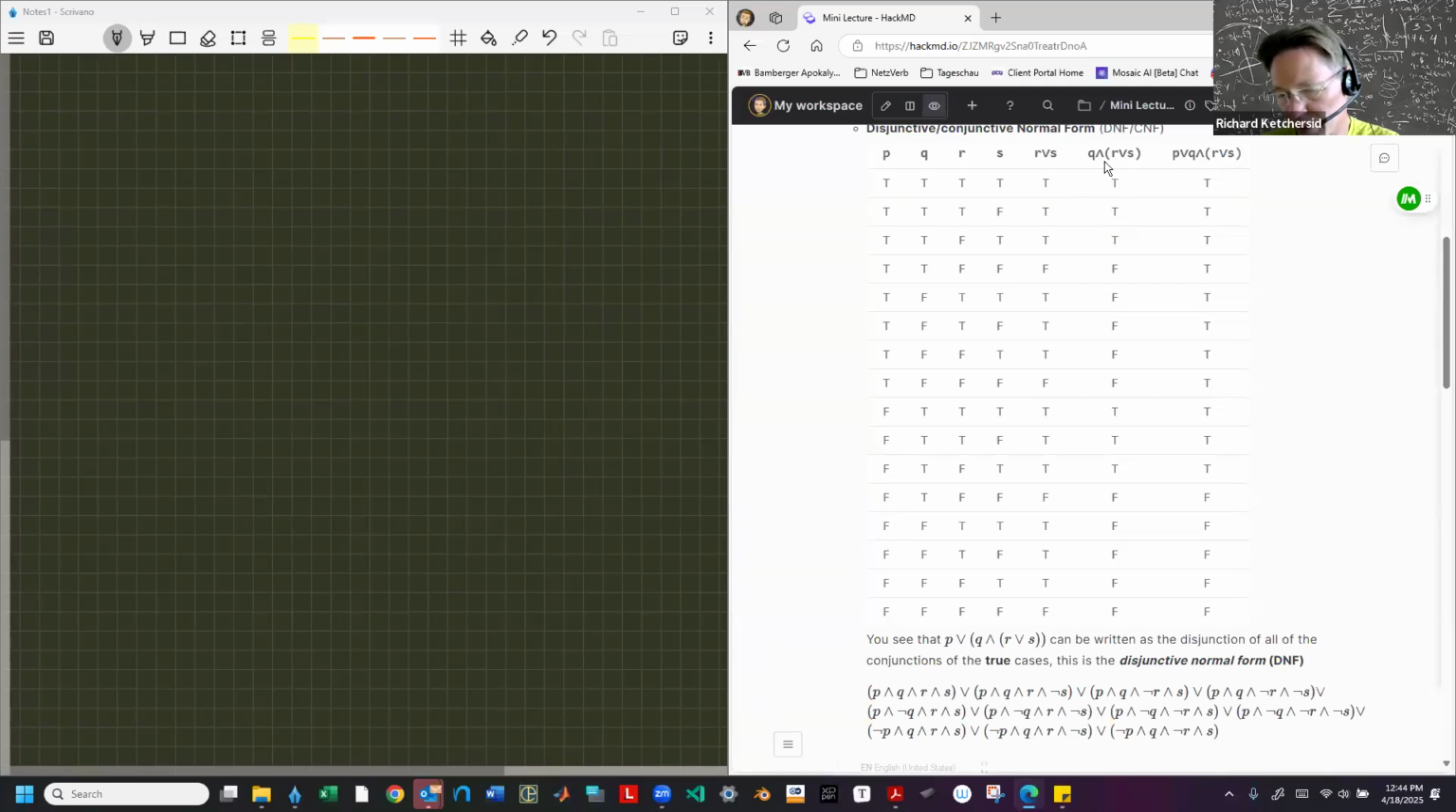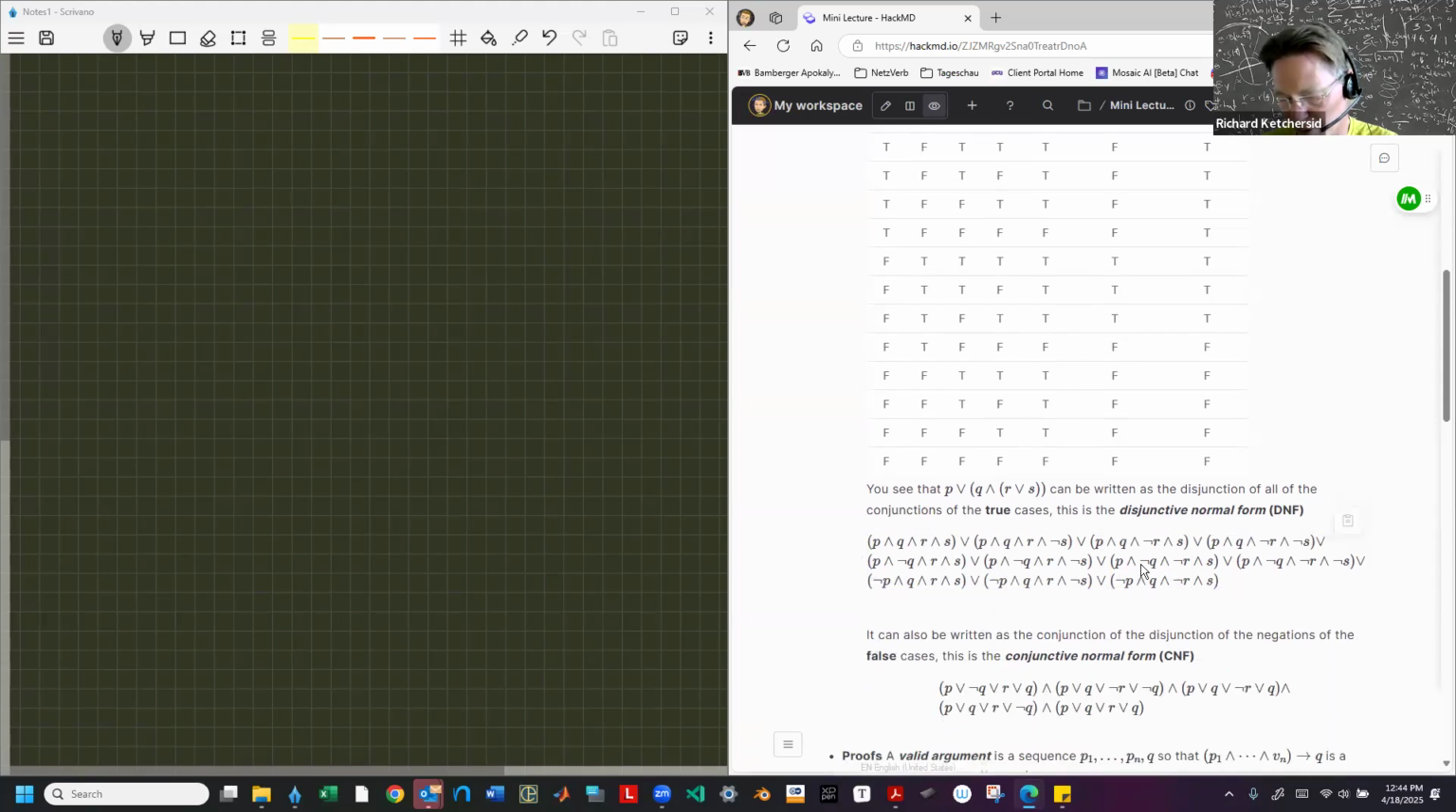And then here's R or S, and here's Q and R or S, and here's P or Q and R or S, right? So all those things there. And then we take all of these that have truths, and we take the conjunction of these values. So here we would have P and Q and R and S. Here we'd have P and Q and R and not S. Here we'd have P and Q and not R and S. So you get the idea. So you go like that, and you take the disjunction of all those.